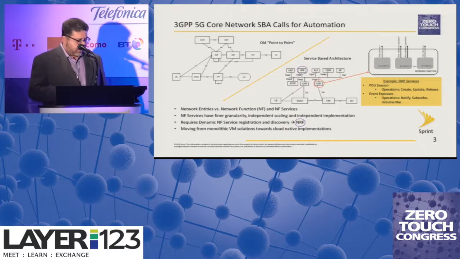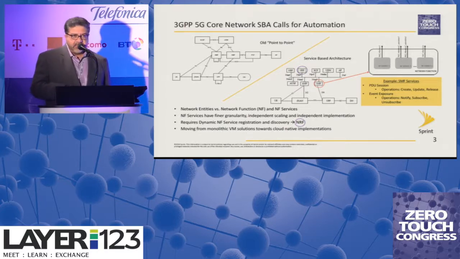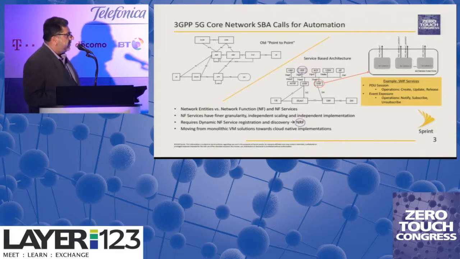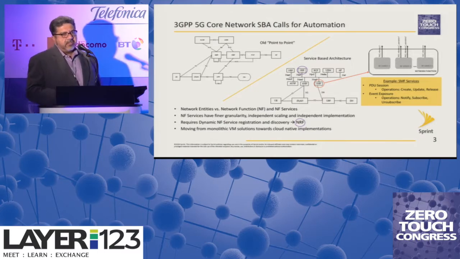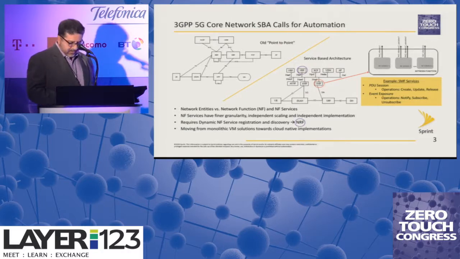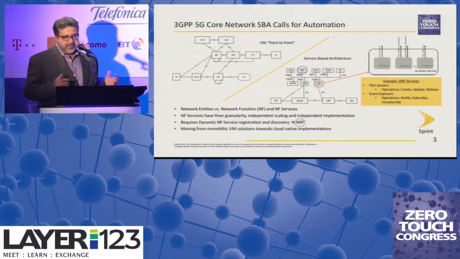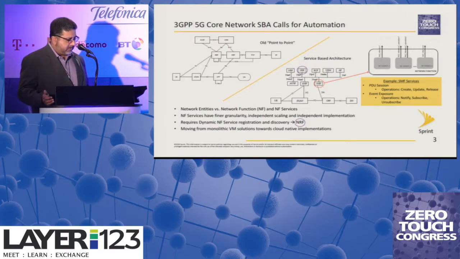Further, the architecture requires dynamic network function service registration and discovery. In fact, one of the network functions, the NRF, circled in purple, is a repository function. It's a central registrar, so a network function service finds other network function services through this central registrar. To summarize, you have lots of moving parts and lots of dynamic behavior. It really calls for automation, right?